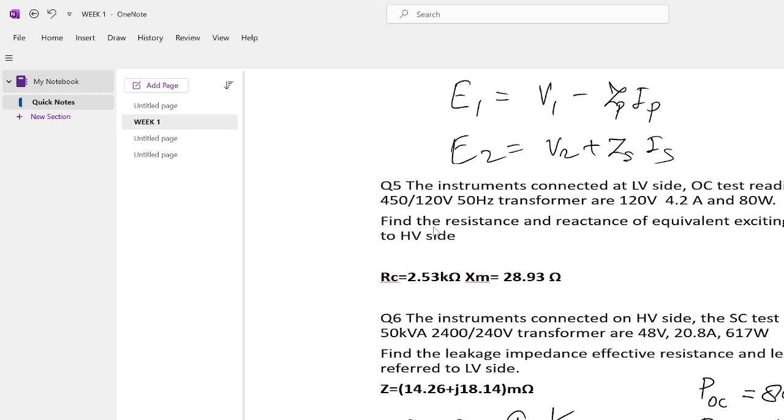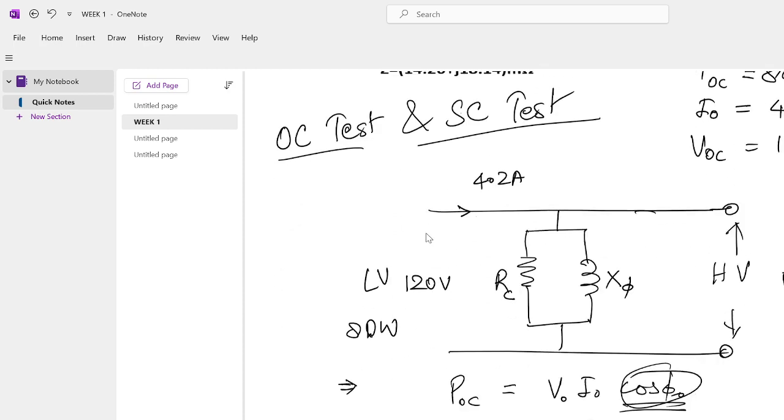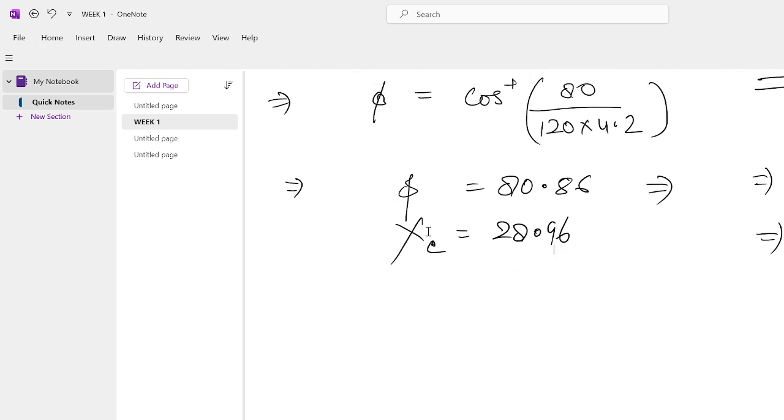But in the question, find the resistance and reactance of the equivalent exciting circuit referred to the high voltage side. What will you do? Refer to high voltage. Just we will divide by a square, sir. Then please show me the RC value again, 180 ohm. Sir, I want to know the transformation ratio.